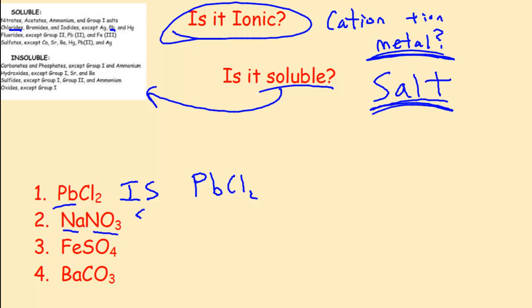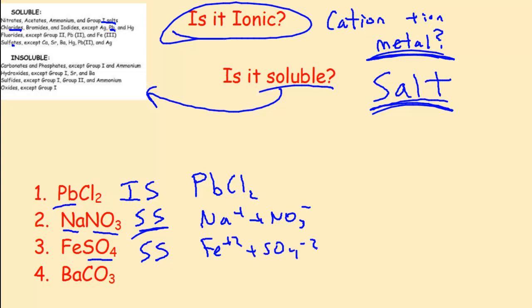Sodium nitrate, that would be a soluble salt. Why? Well, all nitrates are soluble. All group 1 salts are soluble. So sodium and nitrate ions in the ionic form from the molecular. Sulfates, all sulfates. Some exceptions, but not iron. So that makes it a soluble salt. So you get iron ions and you get sulfate ions.